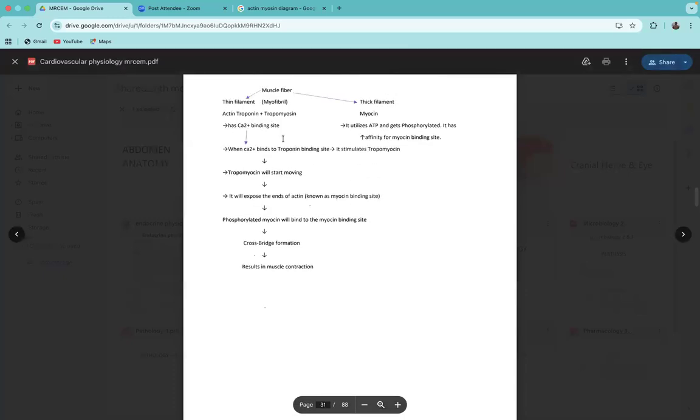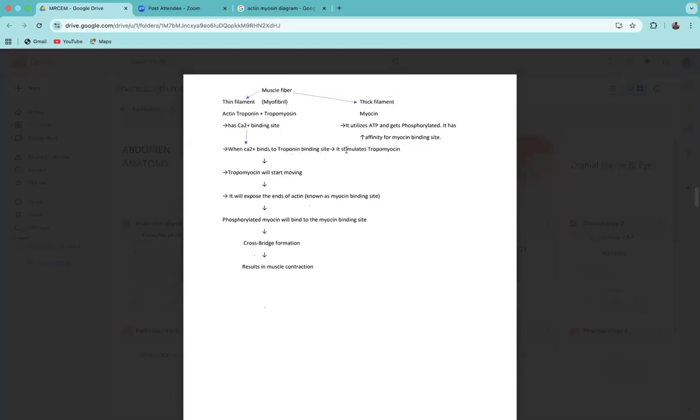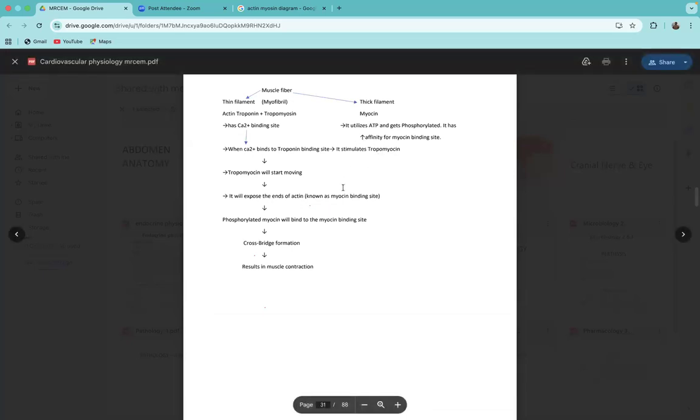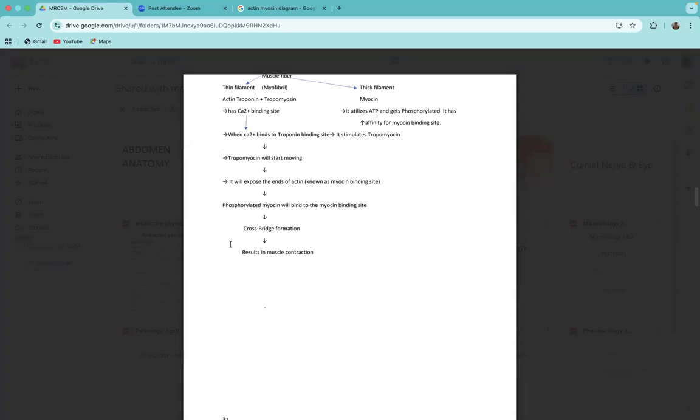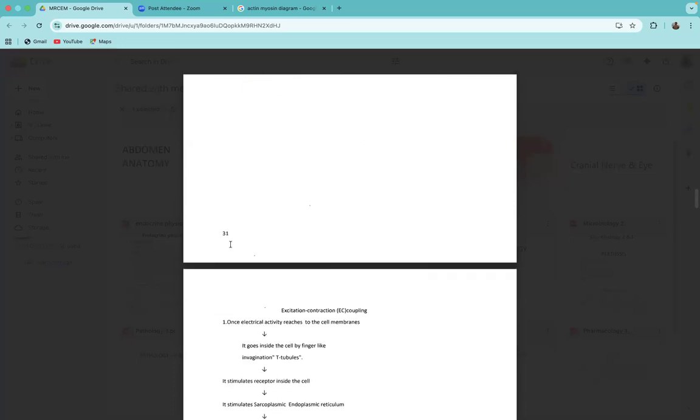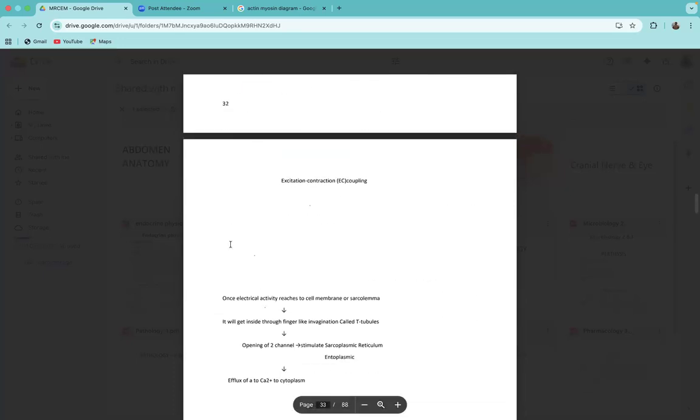The calcium binding to the troponin stimulates the tropomyosin, which starts moving. Then it exposes the site for myosin. Myosin gets phosphorylated. That phosphorylated myosin has more affinity towards the binding site, and when it reaches the binding site, the myosin gets attached. Cross bridge formation occurs, and muscle contraction occurs as well.